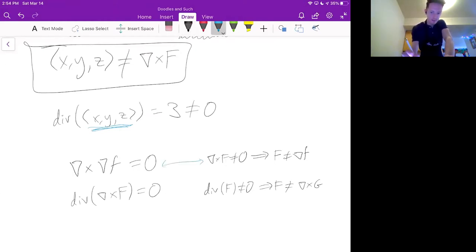But it is important to note that they don't go the other way around. So it's possible to have a vector field whose curl is 0, but is not conservative. And it's possible to have a vector field whose divergence is 0, but it doesn't have a vector potential. On the other hand, if your domains are simply connected, then the answers work both ways. So that's fine.